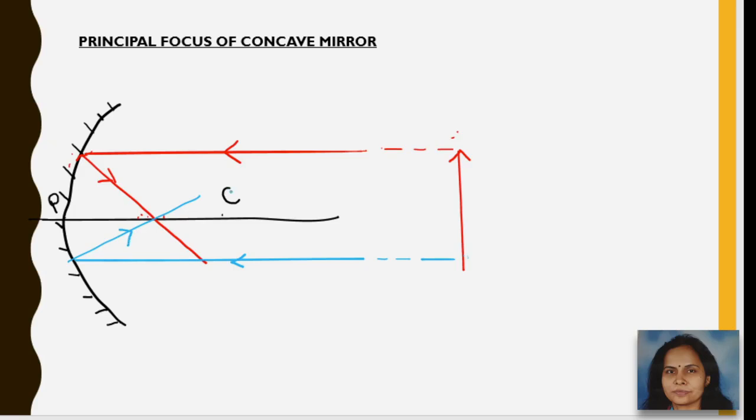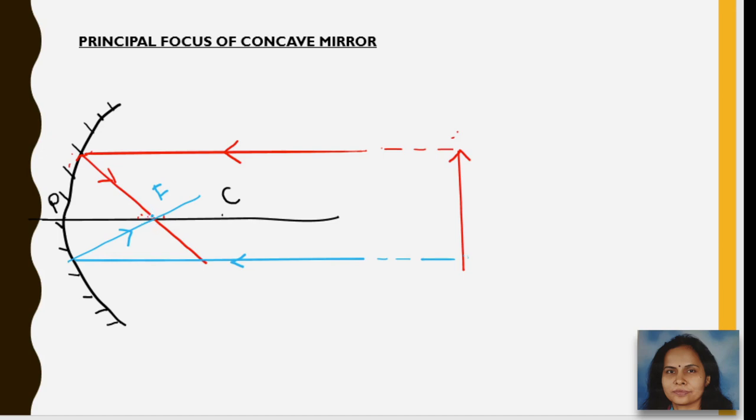So simply I can say that the point where these reflected rays meet is known as the principal focus, which is represented by capital F, right? So this capital F is known as the principal focus of a concave mirror. As you all can see, as we have seen for the center of curvature and radius of curvature, the principal focus of a concave mirror is in front of the reflecting surface, right?